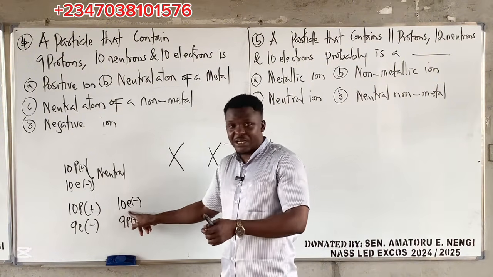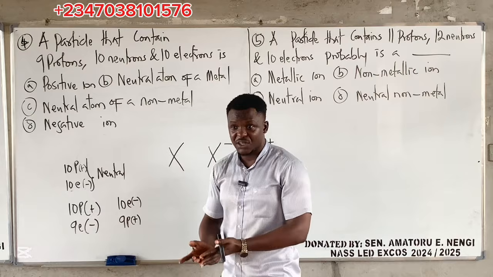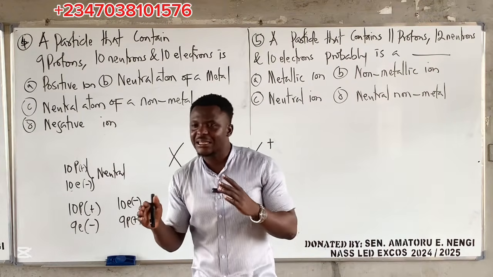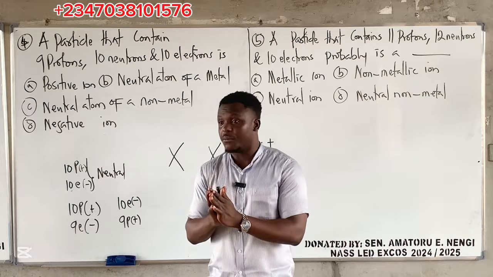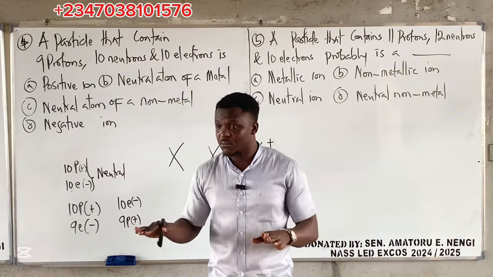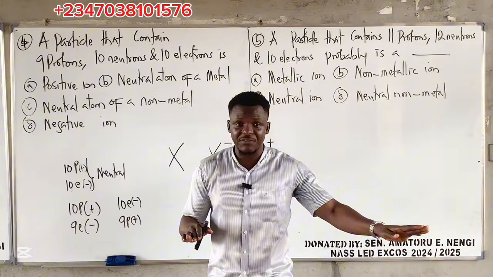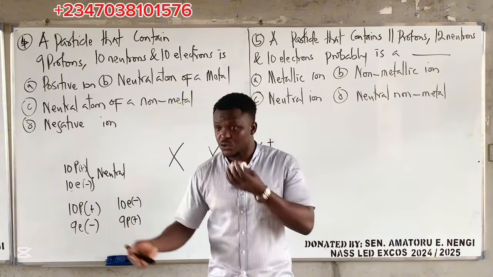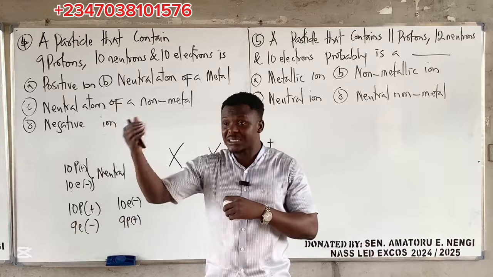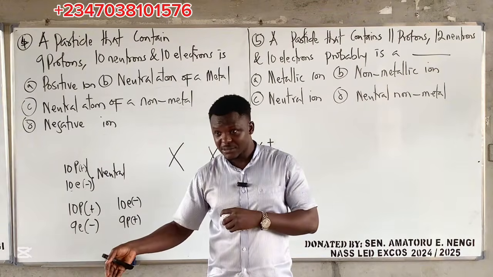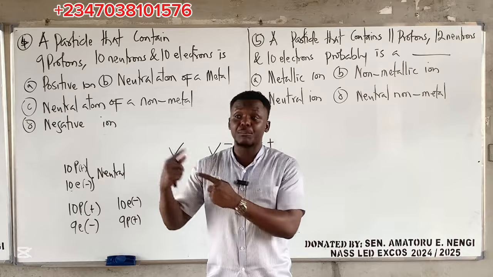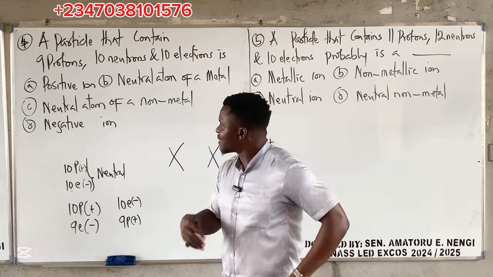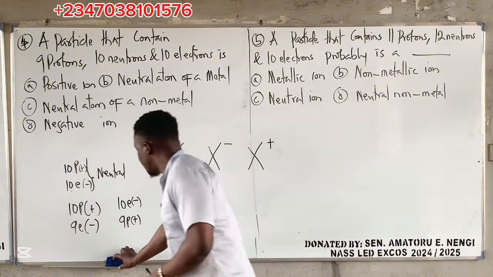So since electron is greater, the excess will now make it negatively charged, right? So in summary, when the protons and the electrons are equal in number, that is a neutral atom. It's neither positive nor negative. But when the proton is greater than electrons, it becomes positively charged, right? When electron is greater than protons, it becomes negatively charged, right? So having that in mind, let's look at this question.